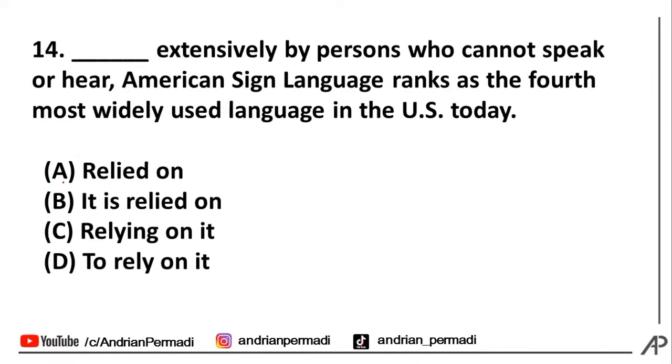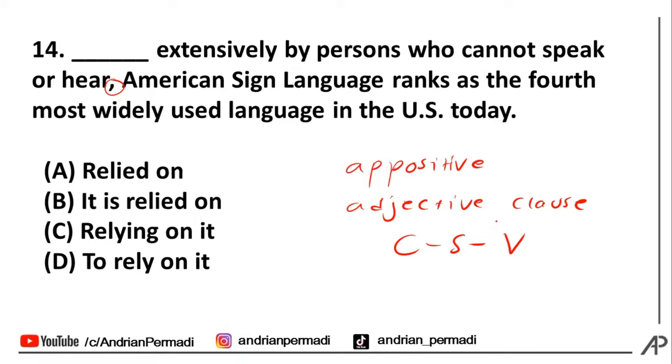For number 14, we can see that the blank space is positioned before a comma. There are several possibilities if we have a comma positioned in this way. The first possibility is that it is in the form of an appositive, where there are only several words or prepositions without any verbs. The second possibility is that it is an adjective clause, where we are able to see a connector, subject, and verb pattern or form.